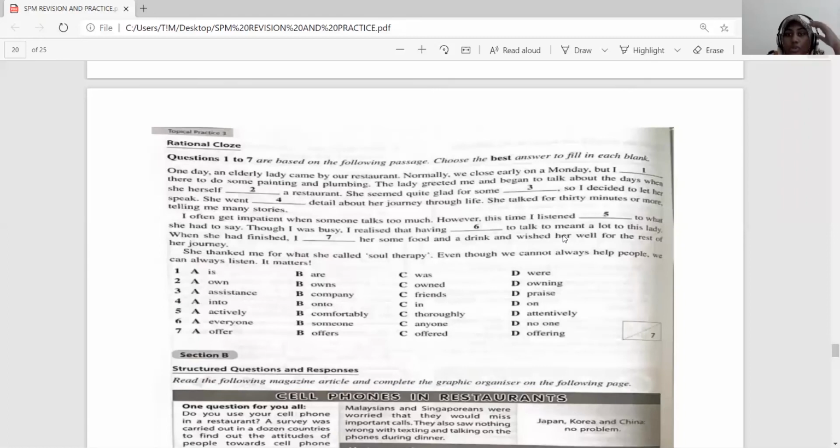All right. So I decided to let her speak. Number 3 is B. Number 4. Yes, number 4 is A. Number 5. Yes. Chia, Pune, Scorpion, yes. Number 5 is D. Very good. How about number 6? Exactly. B. And the last one, offered, because it's past tense, right? Okay, very good. Anyone managed to get 7 over 7?